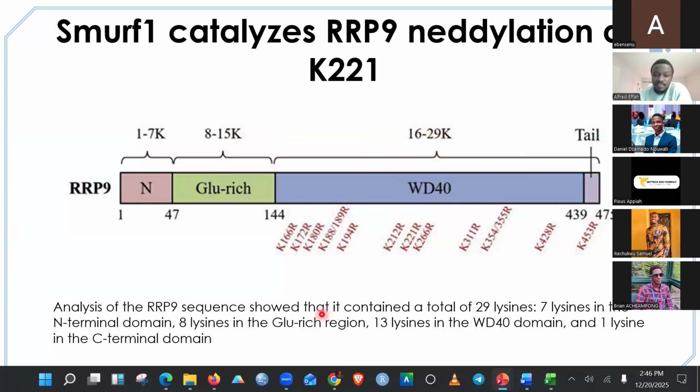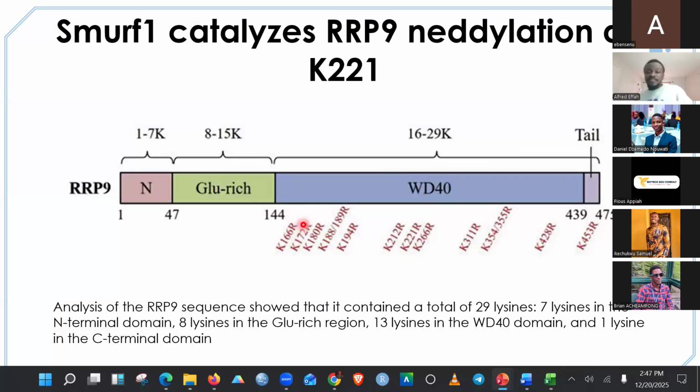Now they want to see, on position, let's say 166, 172, 180, which exact location is the NED8 being added? So how do we confirm this? Let's take the lysine, mutate it into a different amino acid that does not support the addition of NED8, and see.